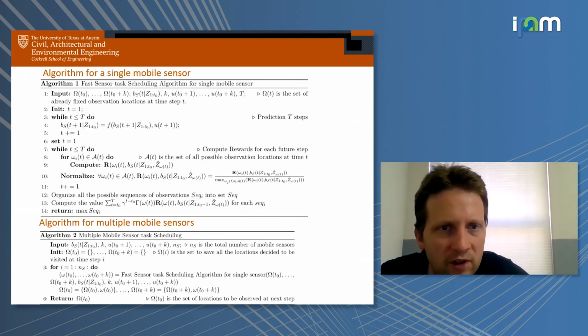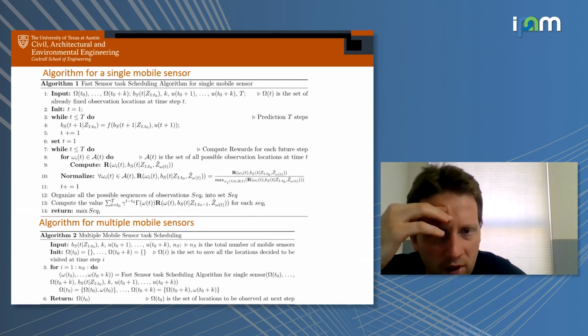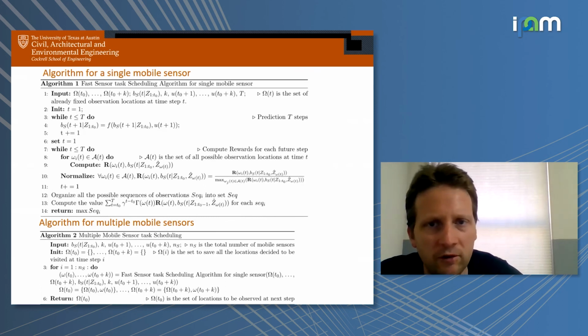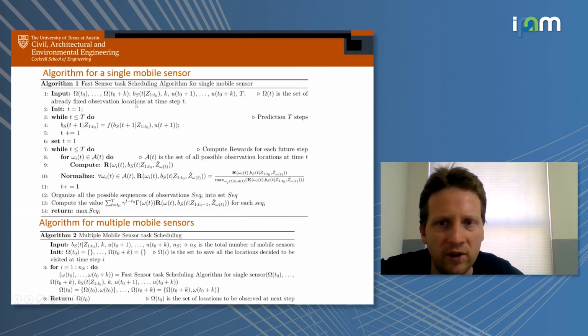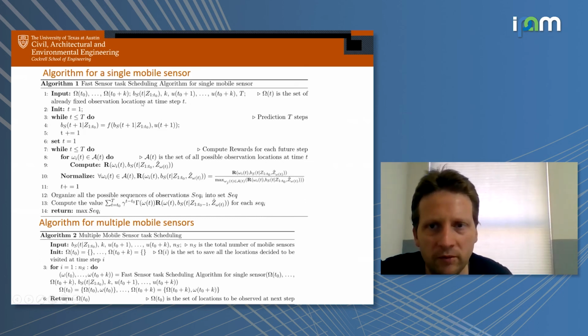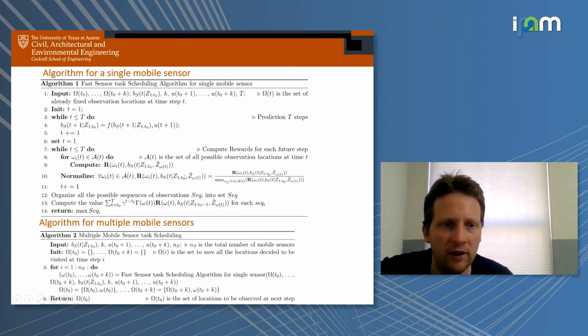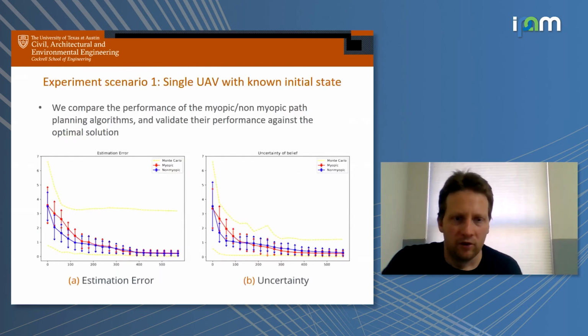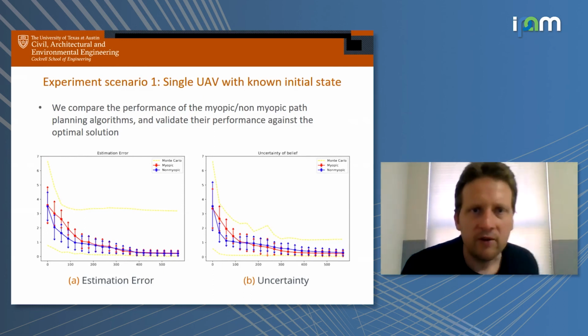So these are the algorithms that are used. I'm not going to go too much into details here. That's just for reference. So we start again with a certain state and with a certain prior, and then we search across all possible choices of actions, and at the end we find the optimal sequence of actions that minimize our objective with one or multiple sensors. So let's look now a little bit more at the results.